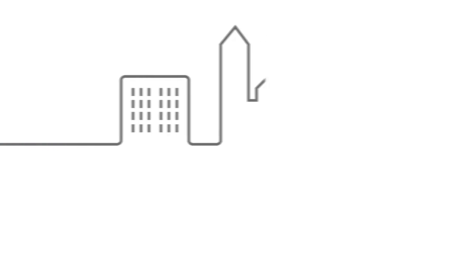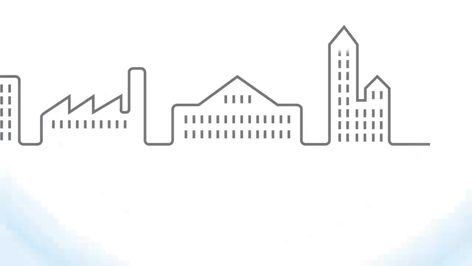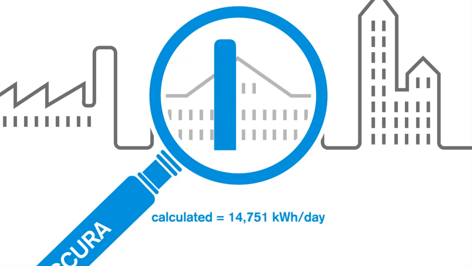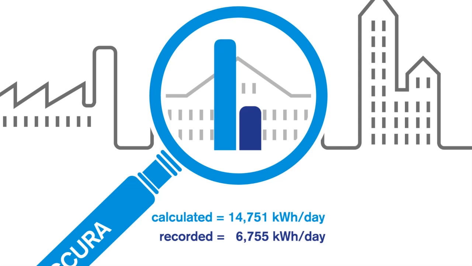Here's an example of Teccura's service in action. This is an underbilling electricity lead we found in a large superstore. We calculated the property to use 14,751 kilowatt hours of electricity per day, but the actual billed usage was only 6,755 kilowatt hours of electricity per day. After desktop analysis, it appeared there could be a large amount of consumption going unbilled at the property, so we sent our technicians to site to find the problem.